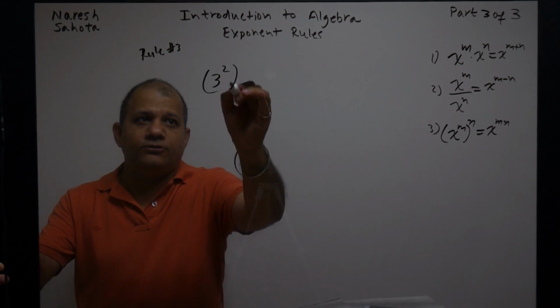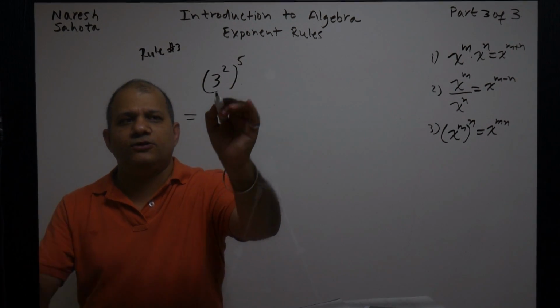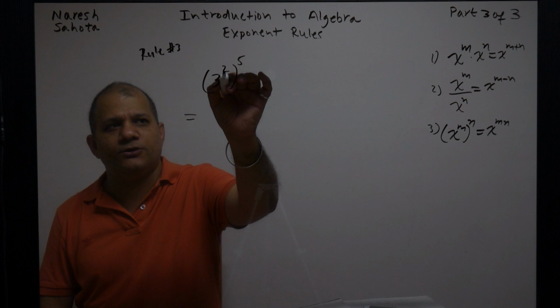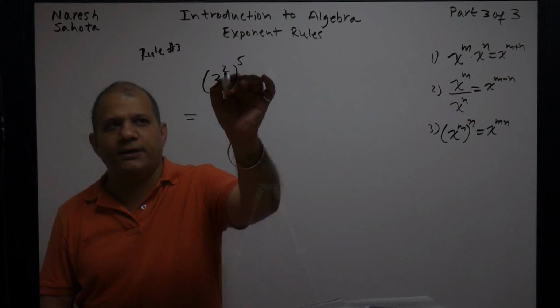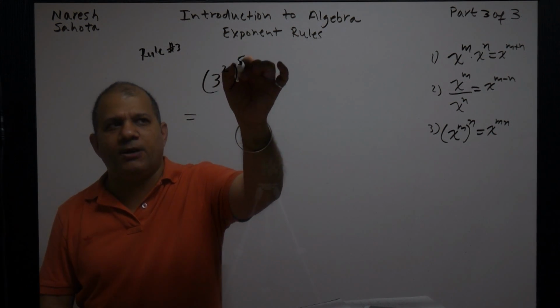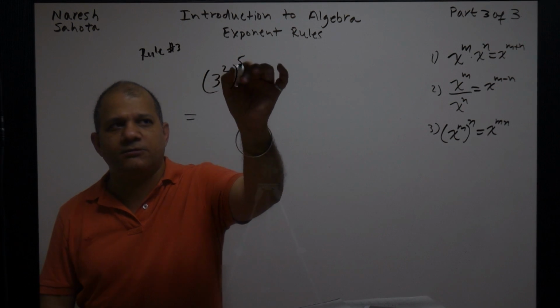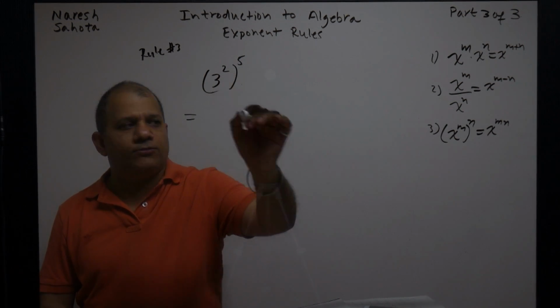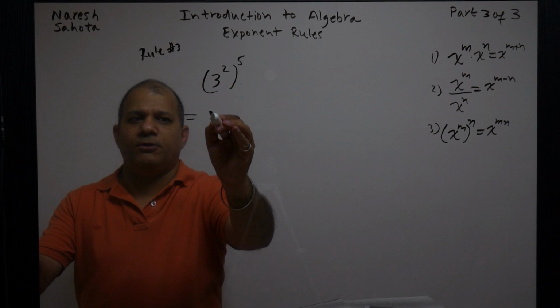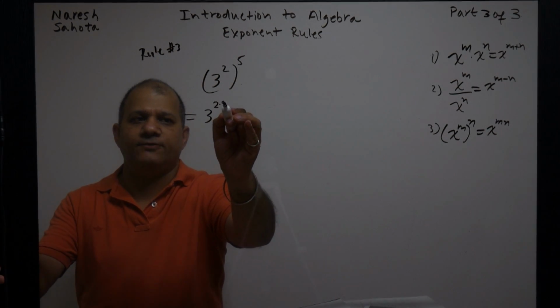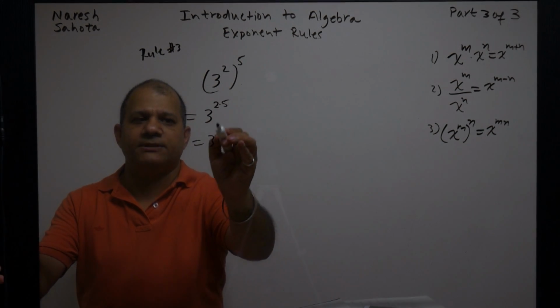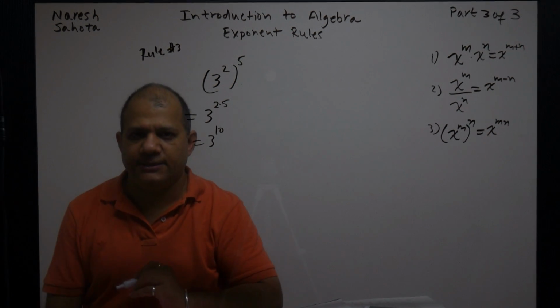3 to the 2 raised to the exponent 5. So we have base 3 to the power of 2, 3 squared, and now the whole thing raised to another power, right? So we have an exponent raised to an exponent, and the rule says we can multiply the two exponents. So this is going to be 2 times 5, which is 10, so the answer is 3 to the 10.